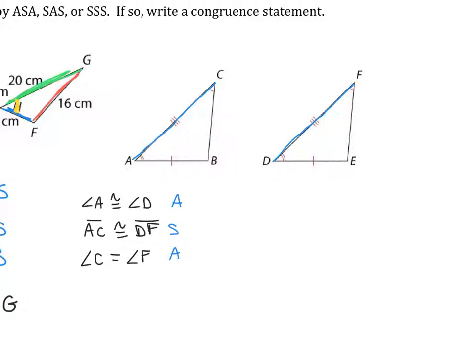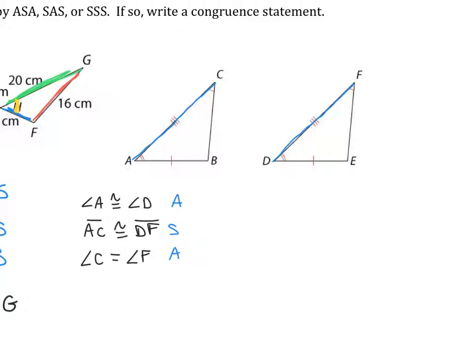congruent. Notice that I have to use this side. I can't do angle, this side, and the angle because this is not an included side. So if you want to use angle side angle, it needs to be with these three pieces of information.